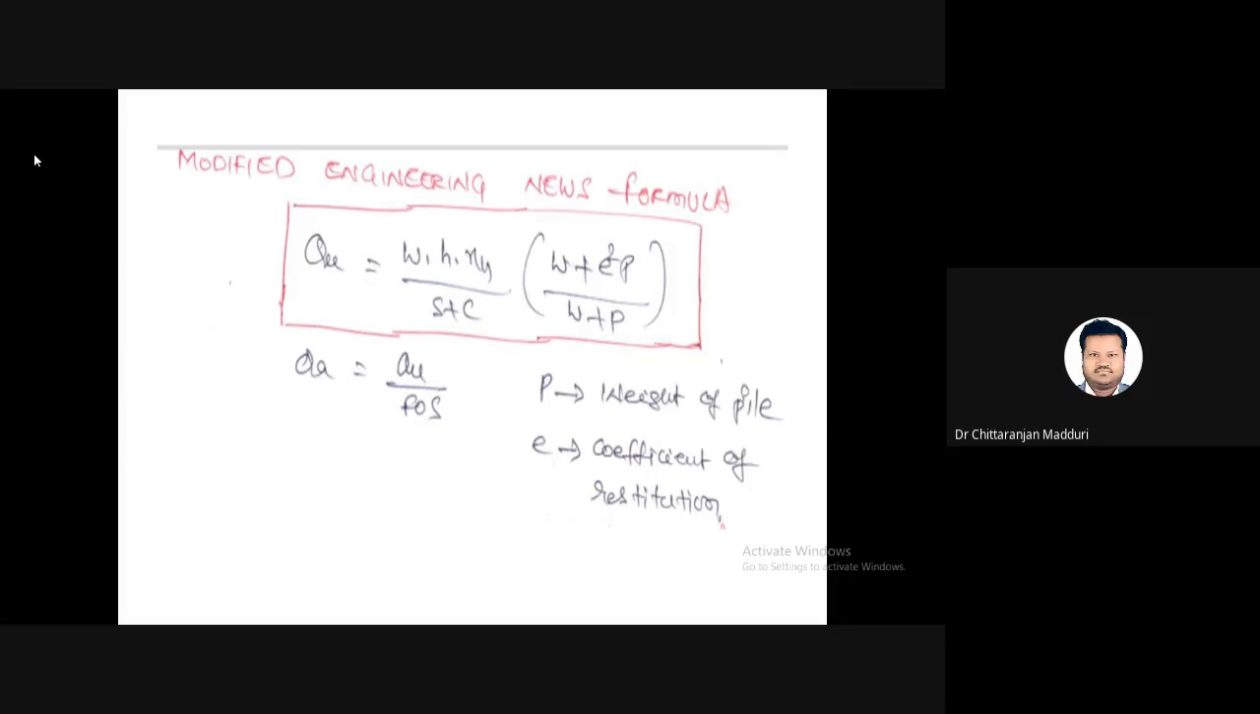Modified engineering news formula. So engineering news formula is modified here. So W H, H, NH by S plus C. This first term is okay, no problem. First term is same as it is of engineering news formula, but it is multiplied by W plus E square P by W plus P. Where P is known as weight of the pile, E is known as coefficient of restitution. So it will come in law of conservation of energy, coefficient of restitution.